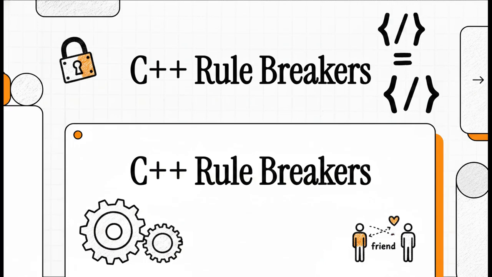All right, let's jump right in. Data hiding is basically the golden rule of object-oriented programming, right? But what if you actually need to safely break that rule to build better software? Well, today we're going to figure out exactly how to do that.